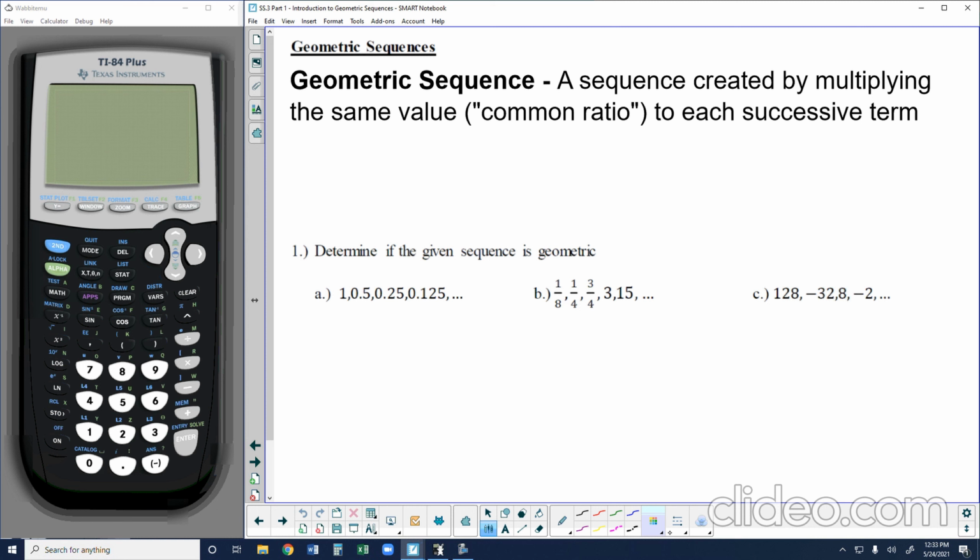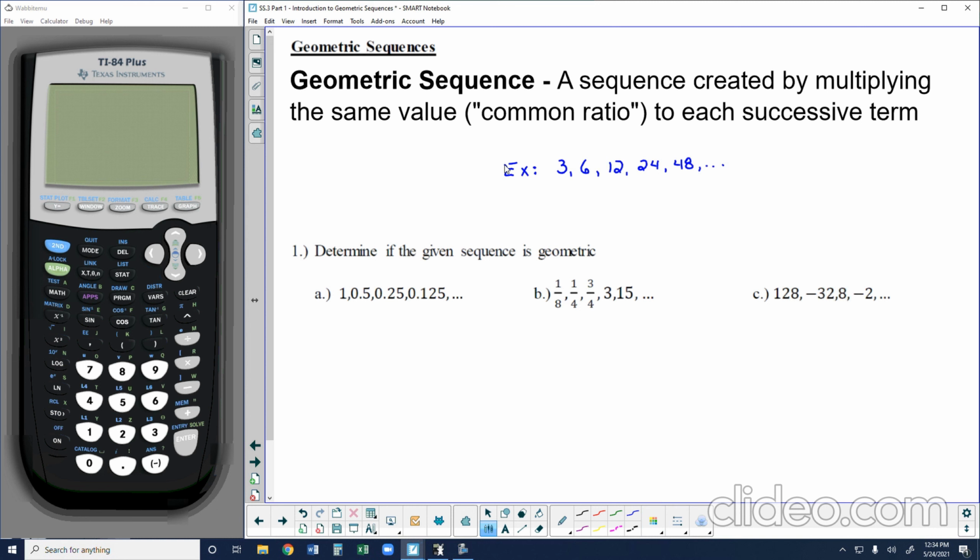From each successive term. So for example, let's say we start a sequence with the number 3. And then I multiply that by 2, that would give me 6. I multiply that by 2, that would give me 12. And I multiply that by 2, that would give me 24, and then 48, and so on and so forth. This would be a geometric sequence because each term is the previous term multiplied by 2.